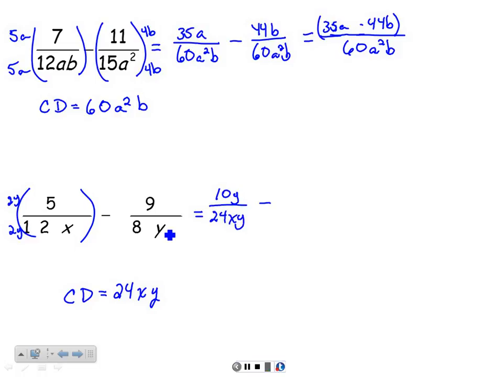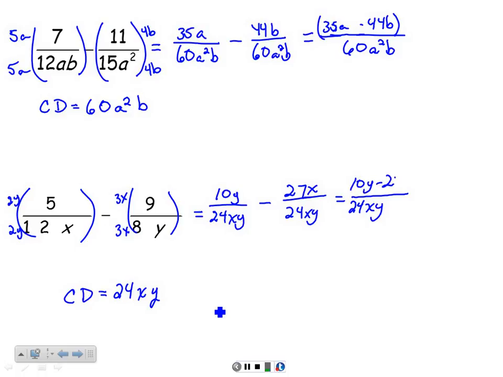24xy minus, here to get 8y to go to 24xy, I need to multiply by 3x. So I'm going to get 27x over 24xy. Alright, from here I'm going to make one fraction over that common denominator by combining my numerators, but they're not like terms, so we're just going to write them down. So we have 10y minus 27x. And there's nothing that will reduce because these numbers will not reduce by the same number, so that is going to be your answer.